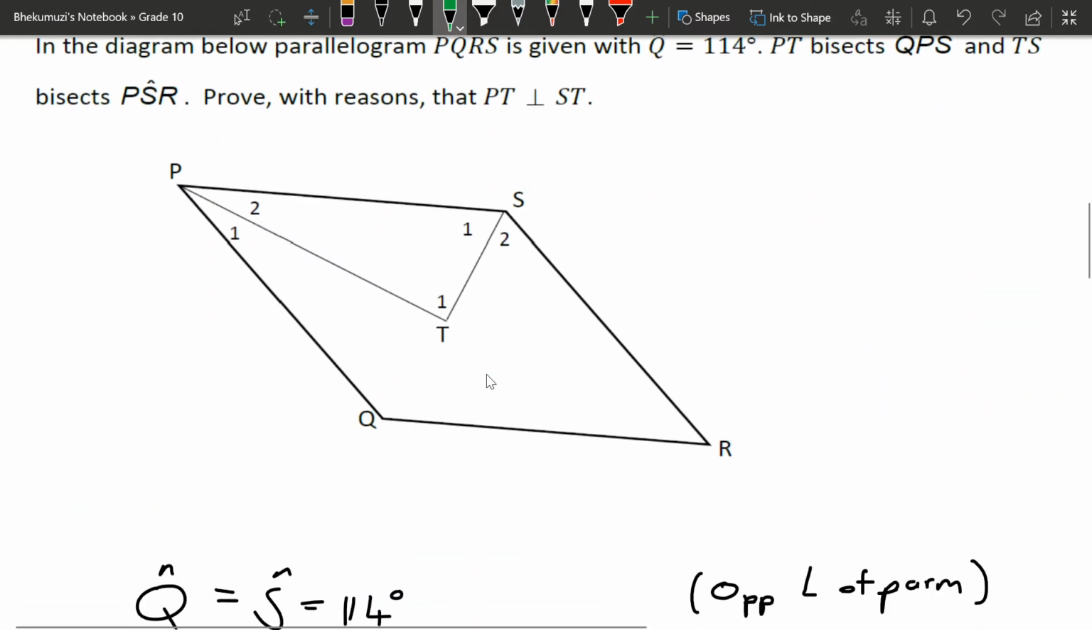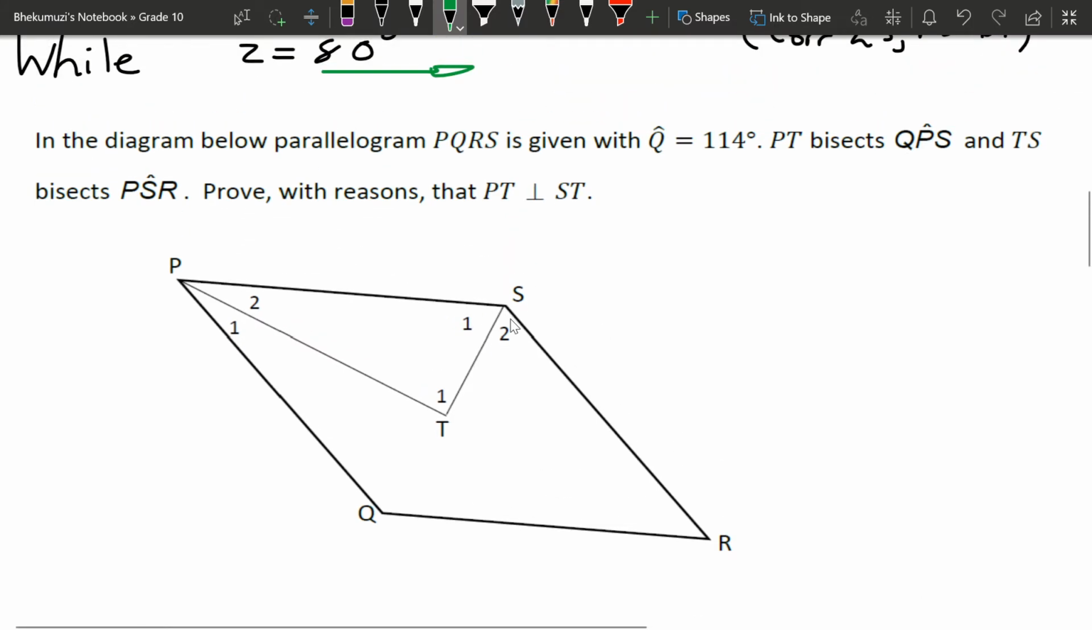Now we move on to the next one. It says in the diagram below, we have a parallelogram PQRS, with the angle Q being 114 degrees. PT bisects angle QPS, and TS also bisects angle PSR. They ask us to prove with reasons that PT is perpendicular to ST, meaning it has a 90 degree angle.